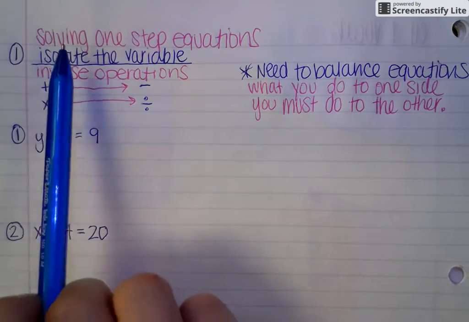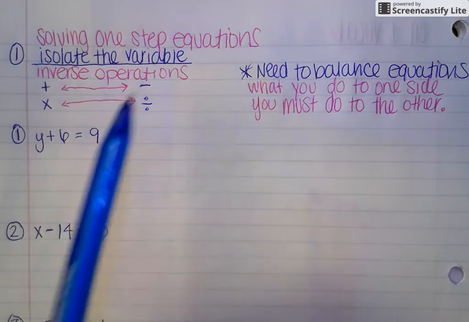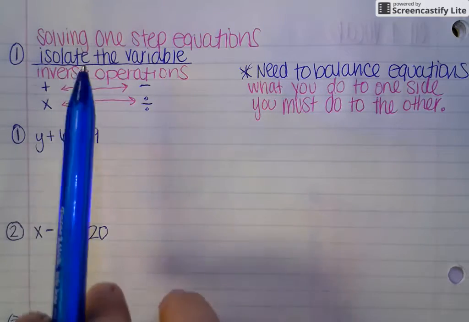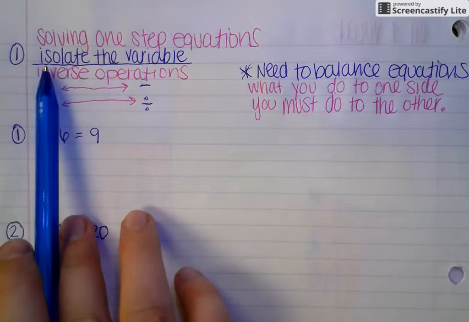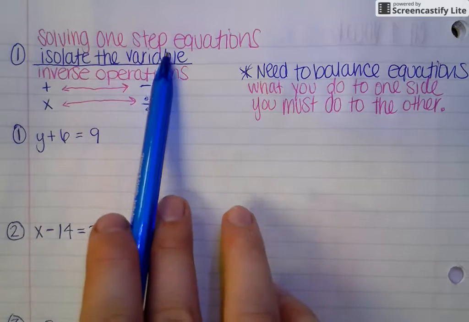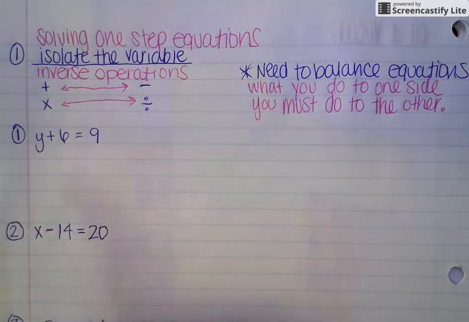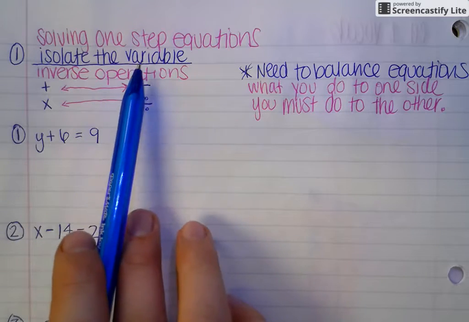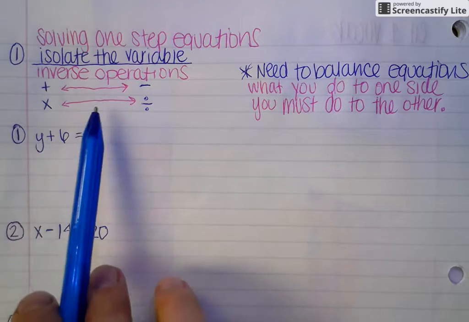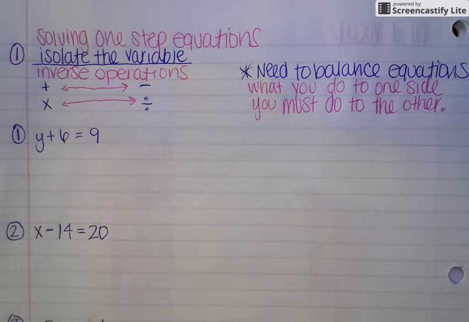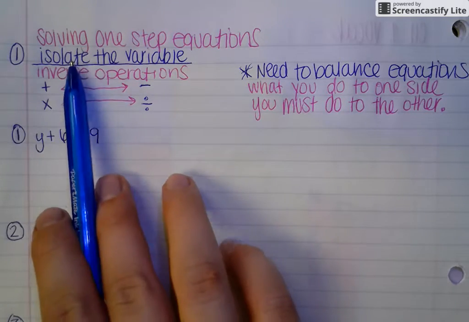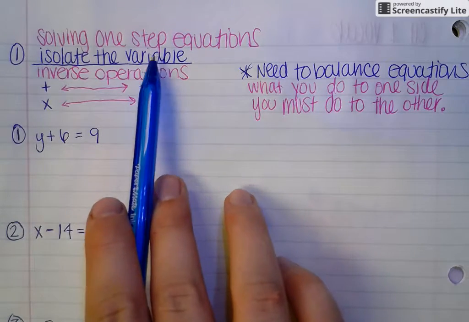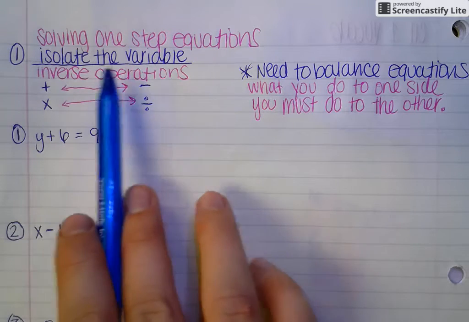So we're going to be talking about solving one-step equations, and our goal for solving one-step equations is that we need to isolate the variable. And what that means is that you're going to be getting the variable by itself, such as y equals a number or x equals a number. And for us to isolate the variable, you have to use inverse operations.